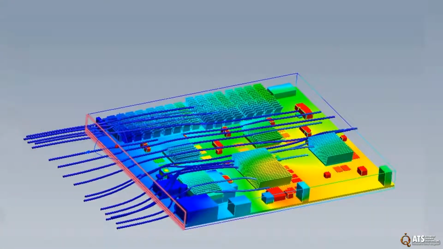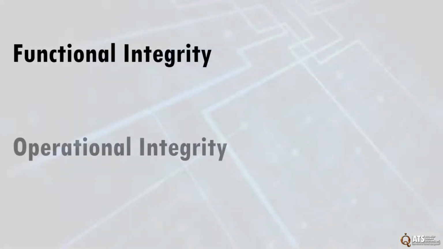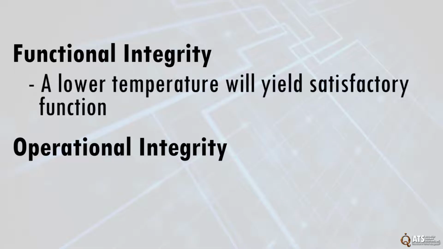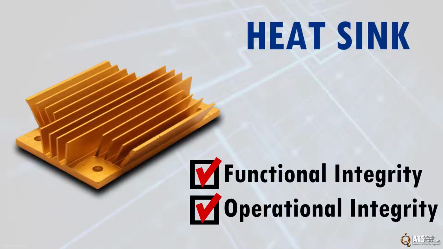Thermal management is increasingly needed when dealing with electronics to satisfy the objectives of functional integrity and operational integrity. A lower temperature will yield satisfactory function and increase the expected life of the electronics. The application of a heatsink satisfies those two objectives.